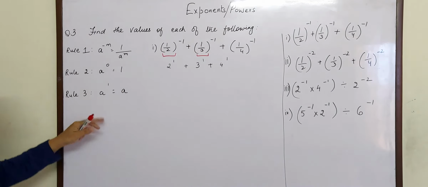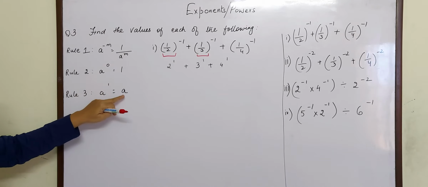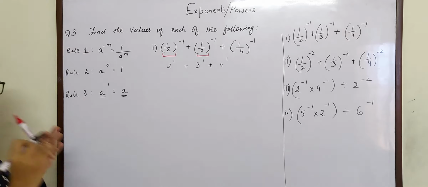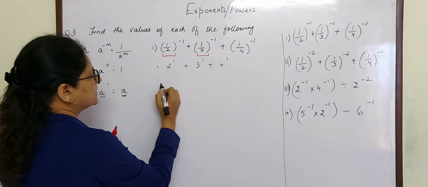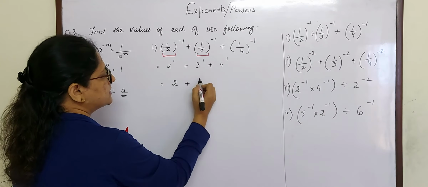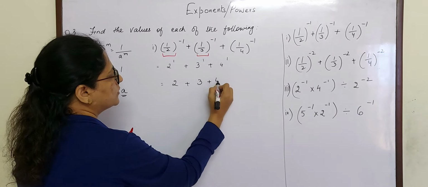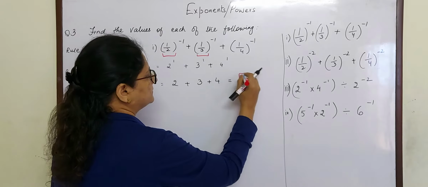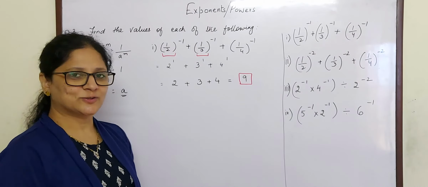Now we have learnt in the rule, any number raised to 1 is the number itself. That means the base a raised to 1 is a. So 2^1 is 2, 3^1 is 3, and 4^1 is 4. So what is your answer? 9. Good. Let us go to the next sum.